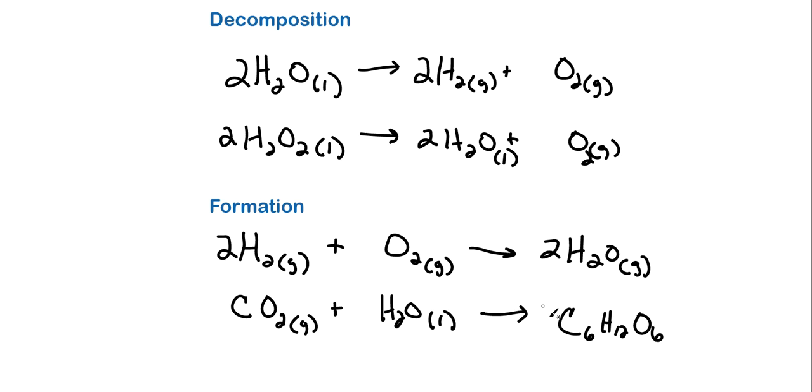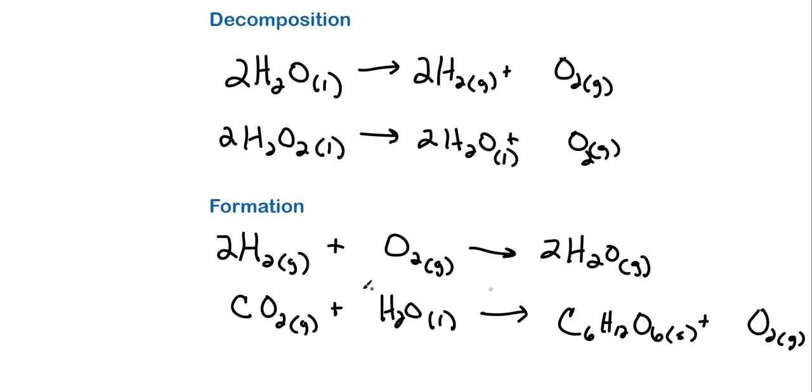Now, while this is a formation reaction, it won't appear in your book, because what actually happens here is that sugar is a solid, and you've got some leftover oxygen that it gives off as well. Your book will only go to 2 molecules, but here we're taking some smaller molecules and making a larger molecule. So let's go ahead and balance this equation.